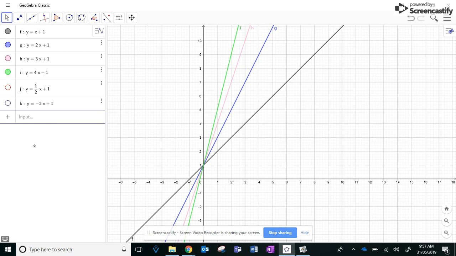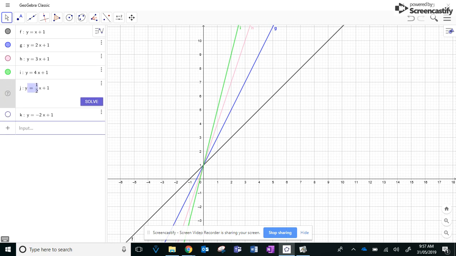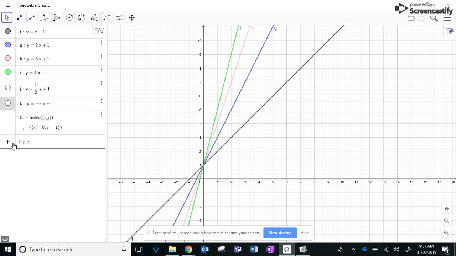Let's have a look at this next graph, y equals 1/2 x plus 1. Have a think about where that's going to be. Y equals 1/2 x plus 1. It's going to be less steep than the 1x plus 1. So the smaller our number, the less steep it is. The higher the number, the more steep.